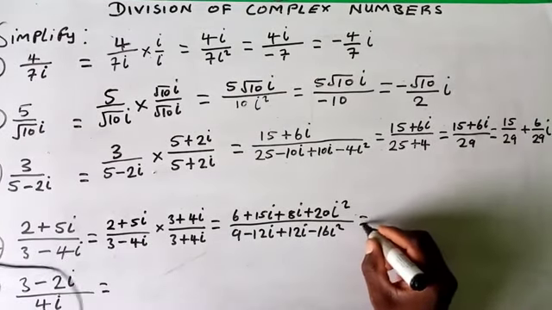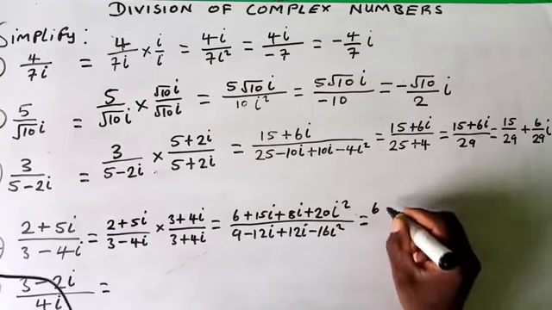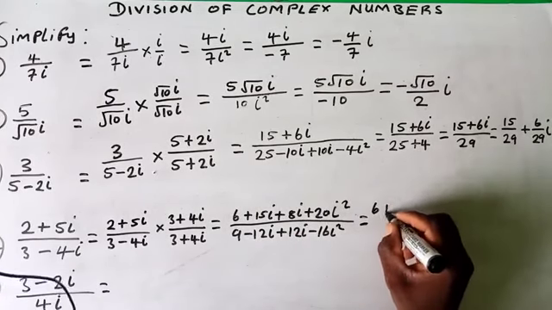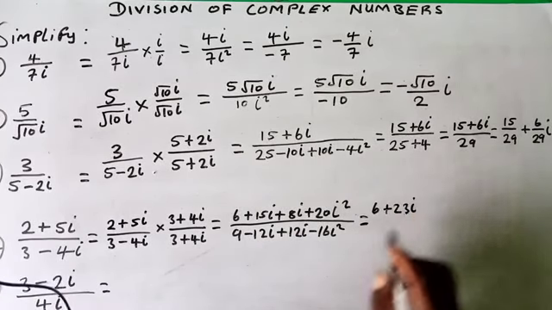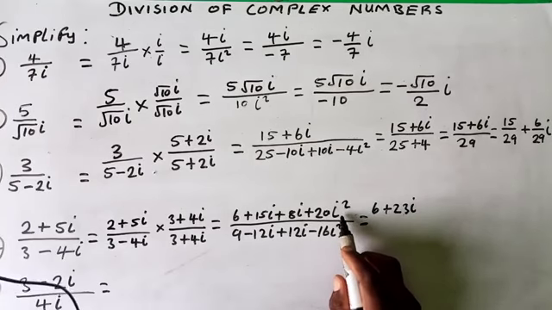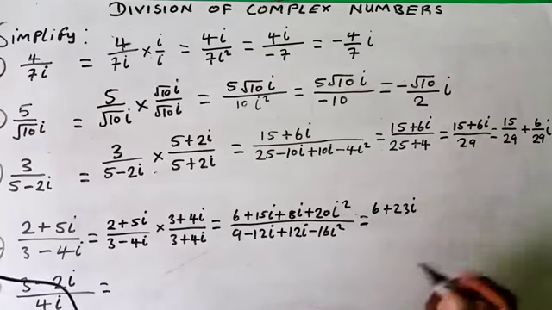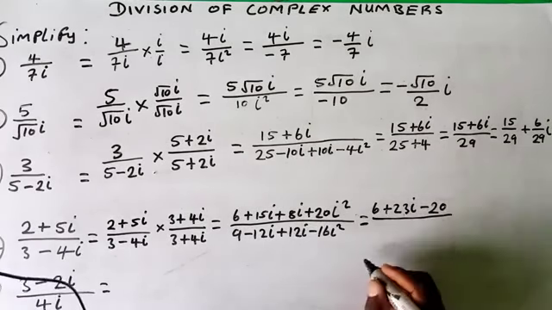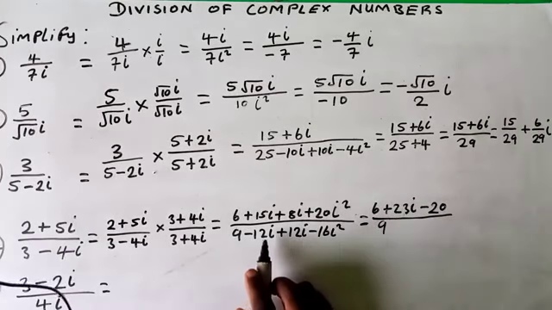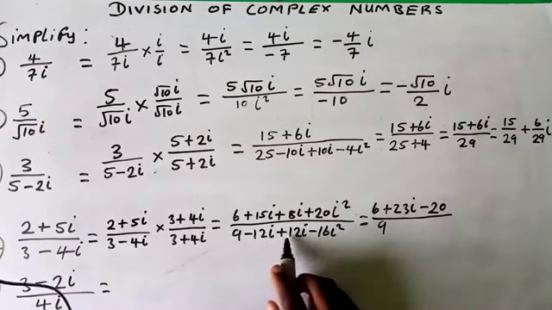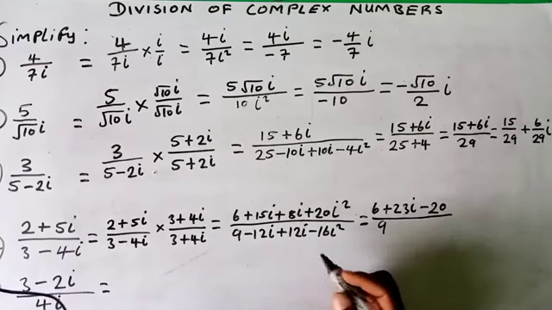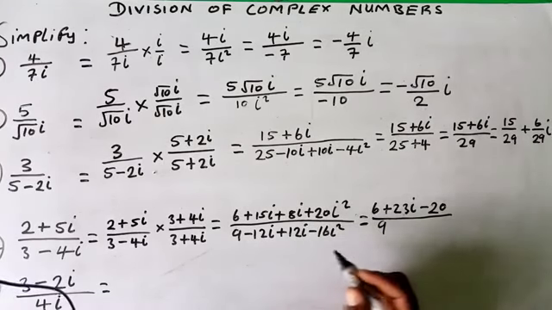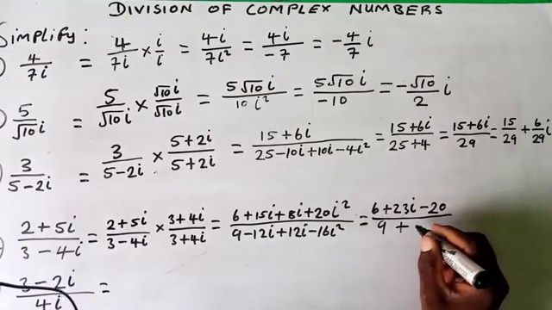This is equal to 15i plus 8i is equal to 23i. So we have plus 23i. i squared is minus 1. Therefore, we have minus 20 all over 9, minus 12i plus 12i is equal to 0. i squared here is minus 1. So minus times minus, we have plus. So here will be plus 16.